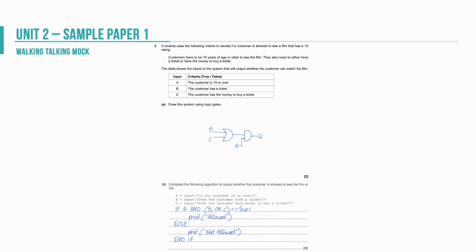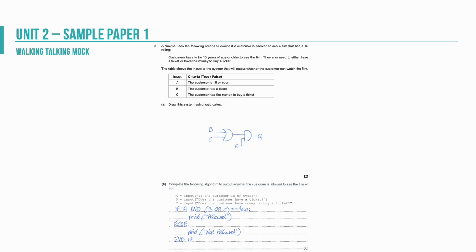We're then asked to complete the algorithm, one of our first OCR reference language questions, to output whether the customer is allowed to see the film or not. They've done the input bits for us, so we now know we need to be looking at an if statement. Now, we've seen earlier on in this paper an if statement in action, so if you were really struggling with how an if statement was done, it'd be worth looking back on that earlier question where we were given some code and trying to utilize that.